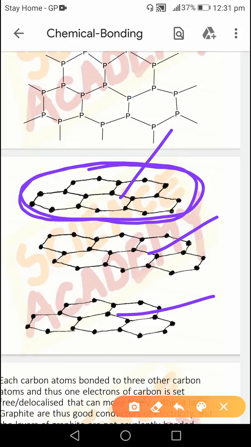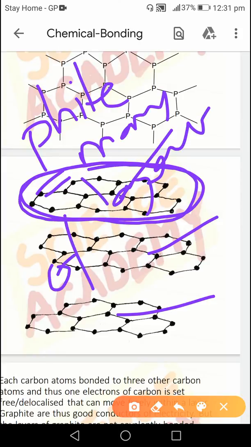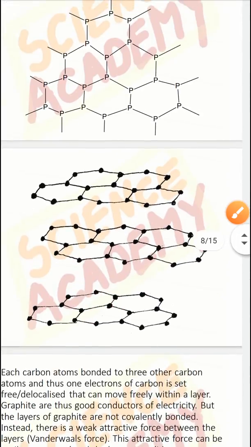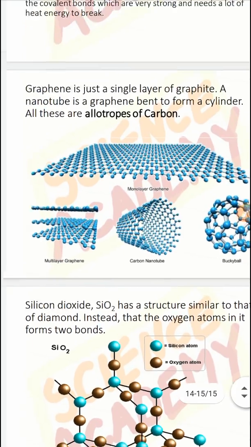So graphite can be imagined as the combination of many layers of graphene. Okay, so graphite can be thought of as many layers of graphene.